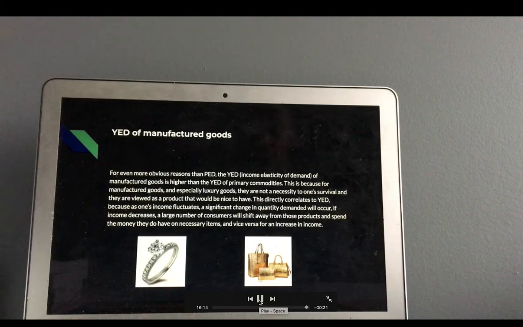This directly correlates to YED because as one's income fluctuates, a significant change in quantity demanded will occur. If income decreases, a large number of consumers will shift away from those products and spend the money they do have on necessary items, and vice versa for an increase.